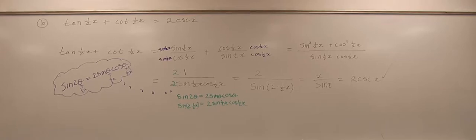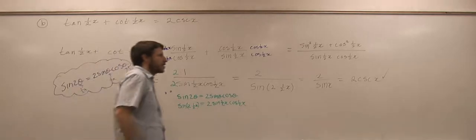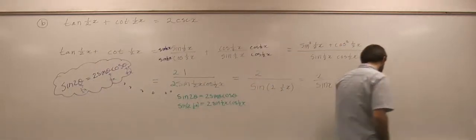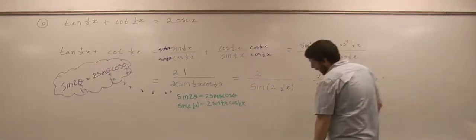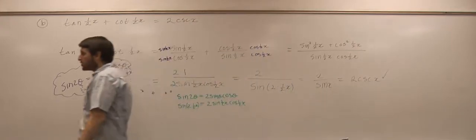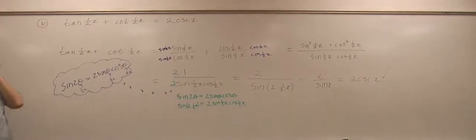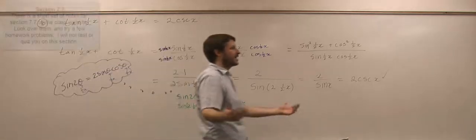So, that kind of concludes my half angle discussion. We have, supposedly in chapter 7, 1 more section to cover. We're supposed to cover sum to product formulas, and product to sum formulas.